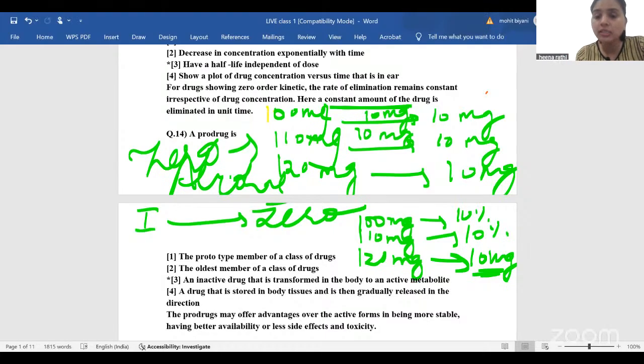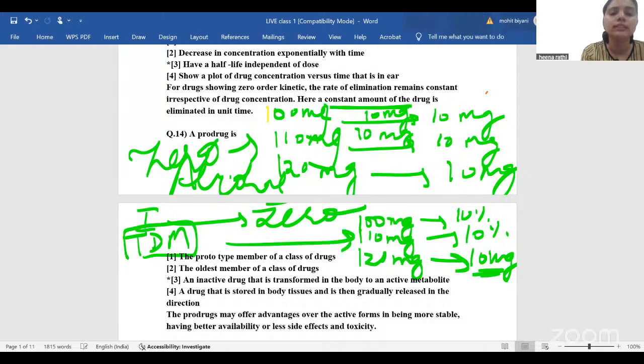So what does it mean? It is getting accumulated in the body. For these kinds of drugs, which change their kinetics with the increased concentration of the drug, we have to monitor the drug. Therapeutic drug monitoring is required for these cases. For the drugs which change their kinetics, therapeutic drug monitoring is required.